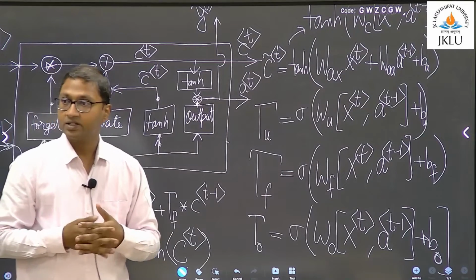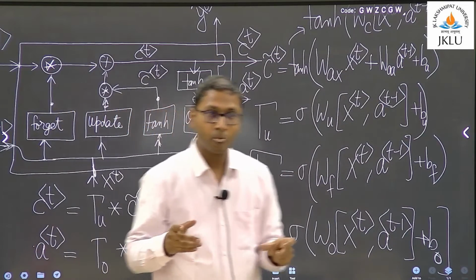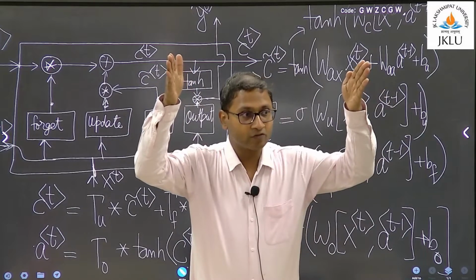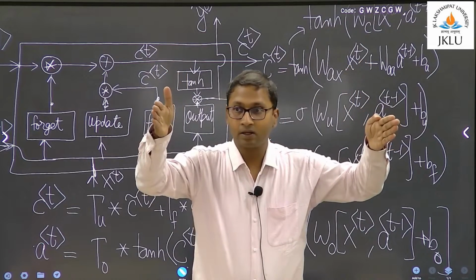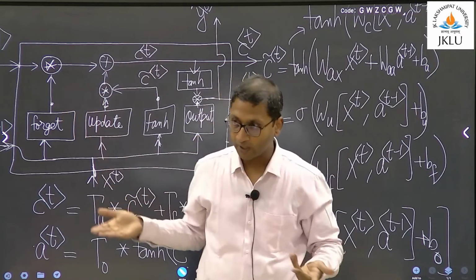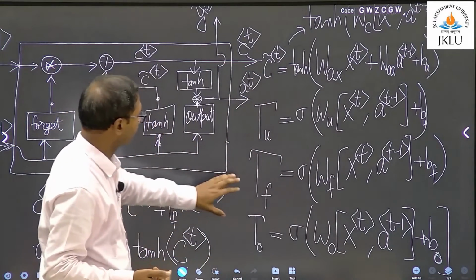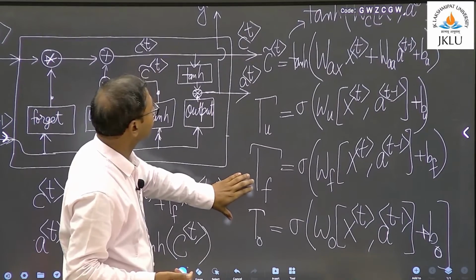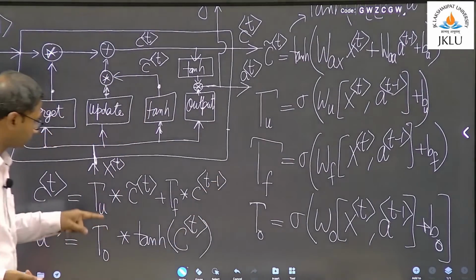And what are our settings? Where is this number 400 coming from? 300 is the length of my XT and 100 is the length of AT. Okay? So, fine, done with this. Tell me next.